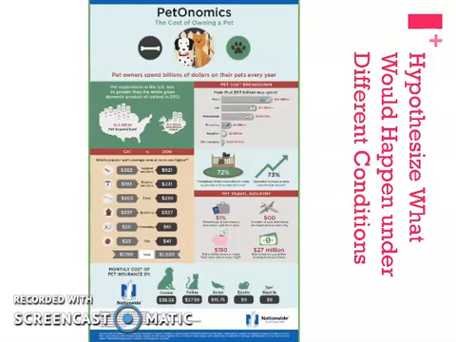In the next step, you invite students to hypothesize what would happen under different conditions. This infographic, for example, came from Nationwide, which is an insurance company. So you might ask students to hypothesize, how might the data displayed be different if it were created by a vet clinic? What if it was created by the Humane Society? What would be different under those different conditions? What would the purpose be? And how would that change what the data is and how it's represented?